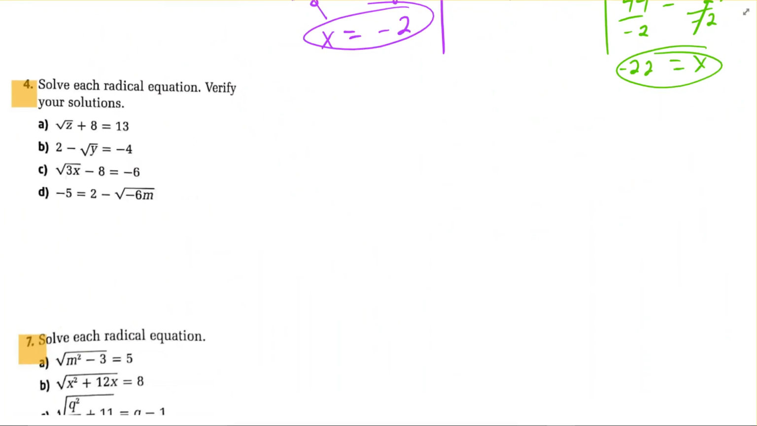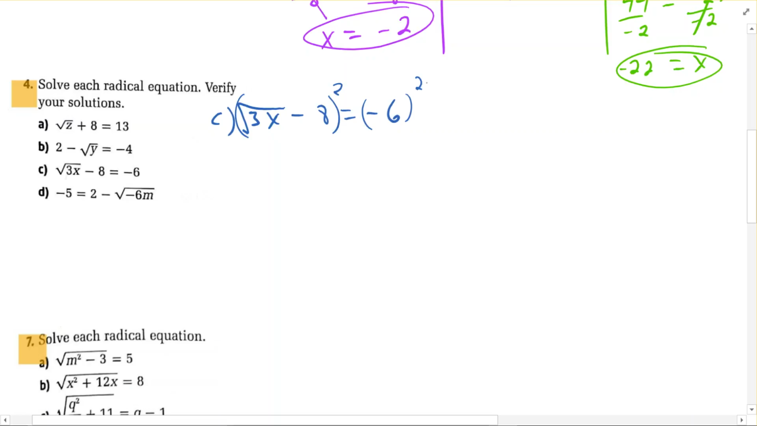Okay, let's do C for 4. So we've got the square root of 3x minus 8 is equal to negative 6. So the way I would handle these ones, if you want to get rid of the square root, you could square both sides like this. It would work out in the end. It's going to make things complicated though, because if you think about it, you'd have to expand this bracket part and then solve. It would take a lot more steps for sure.